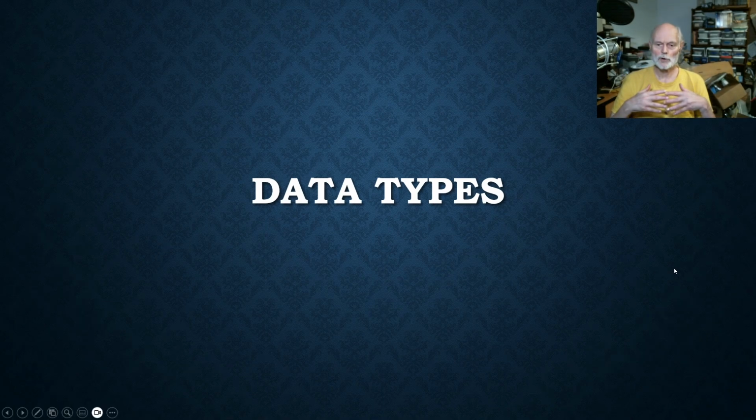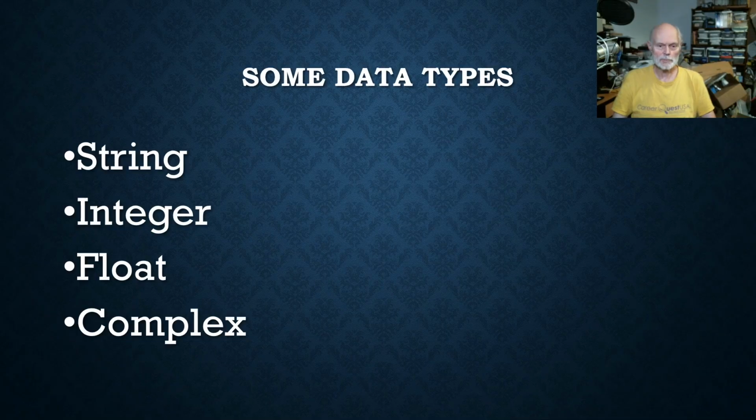When you're talking about programming, and we're talking about Python programming here, we have various types of information we can store and manipulate and work with. Some of the data types in Python are strings, integers, floats. There are complex values. There are Boolean values. Now, we're not going to talk about complex at this time.